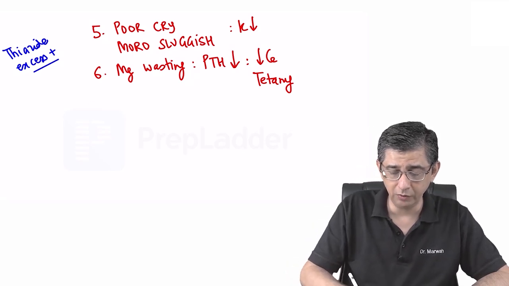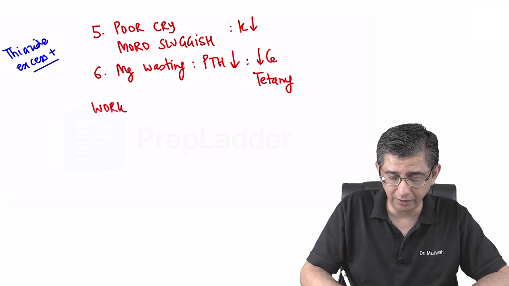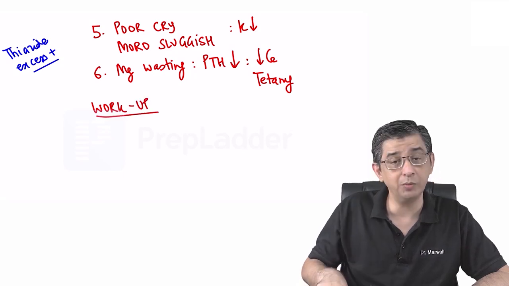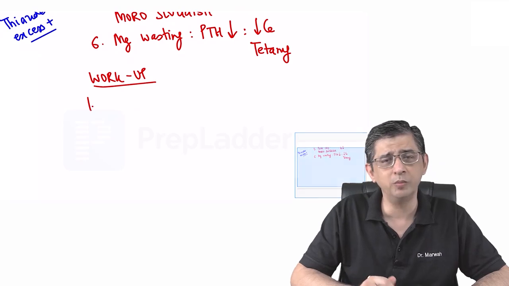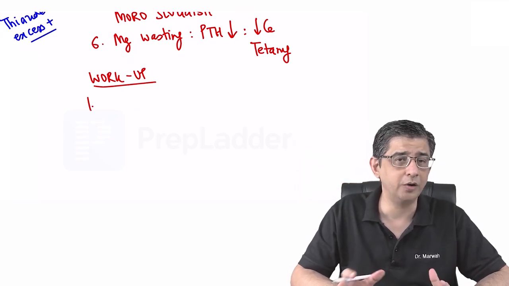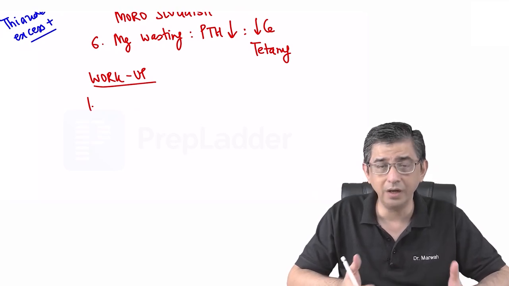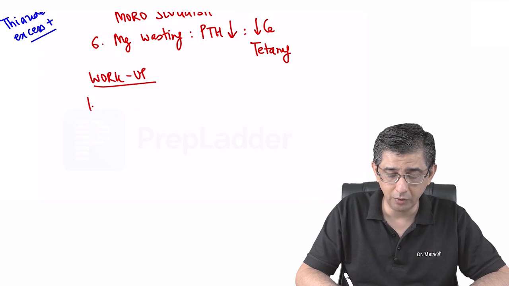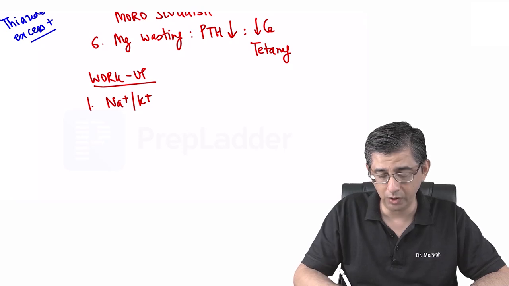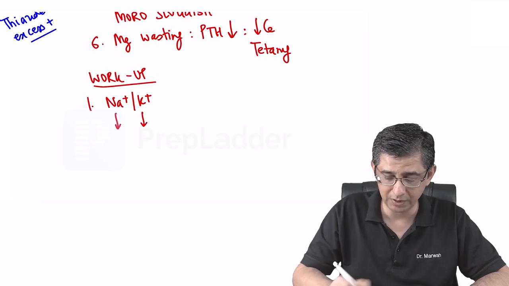Let's now have a look at the workup of these patients, and a very interesting test will come up here which has to be remembered. The first and foremost test that I'll do will be electrolytes, because in any kid with dehydration, failure to thrive, sunken anterior fontanelle, I want to see what is happening to the sodium and the potassium values. And when I had a look at the sodium and potassium, both were lower.